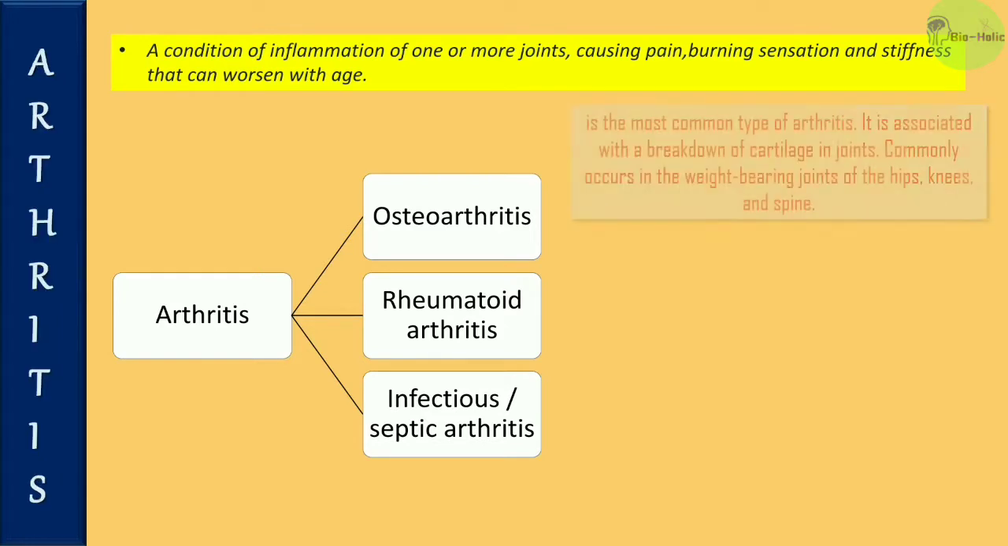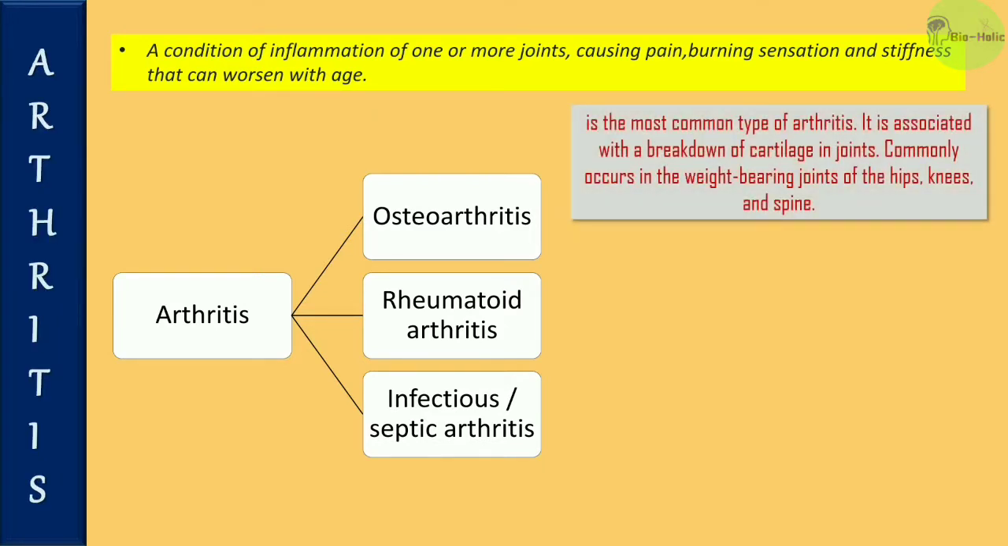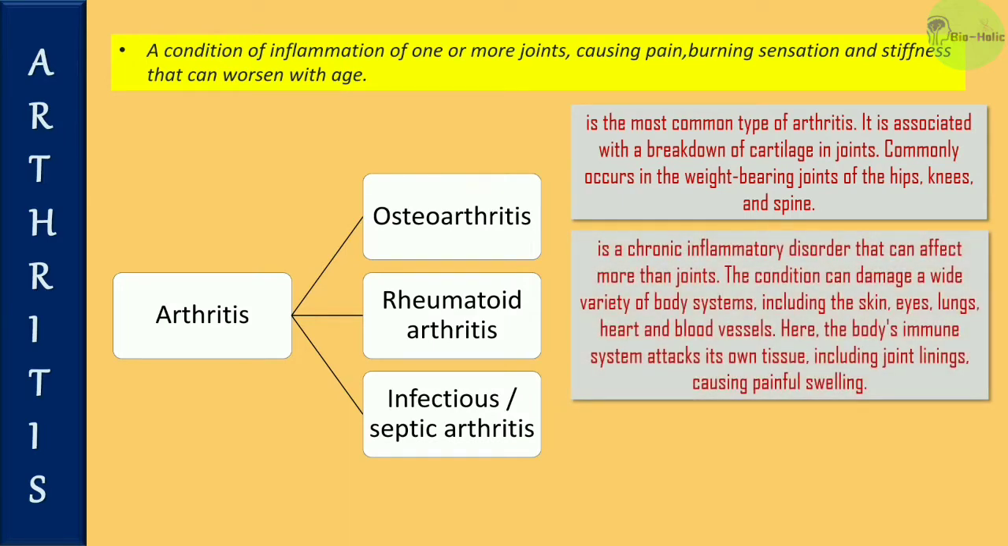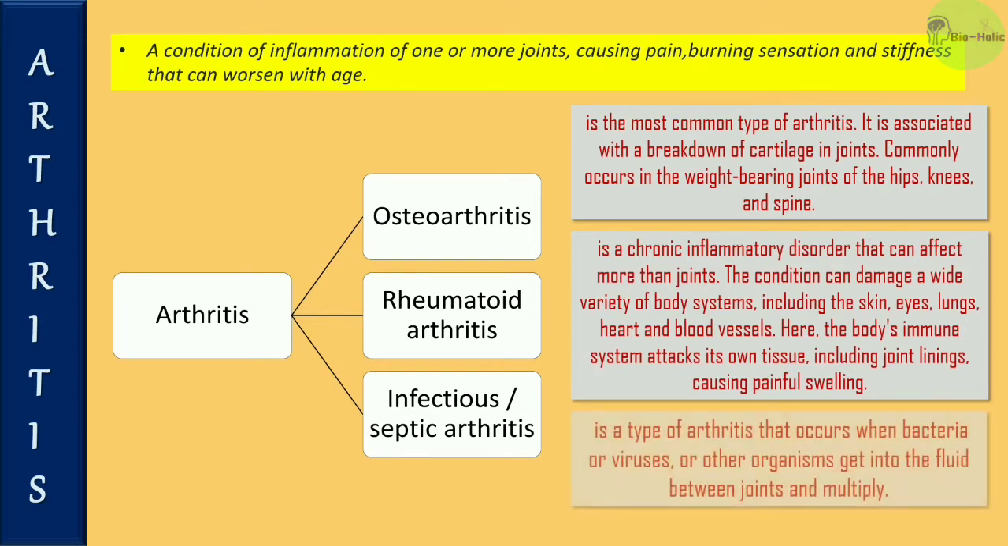What is osteoarthritis? It is the most common type of arthritis, and it is associated with the breakdown of cartilage in joints. Commonly, it occurs in the weight-bearing joints of the hips, knees, and the spine. And what about rheumatoid arthritis? It is a chronic inflammatory disorder that can affect more than joints. The condition can damage a wide variety of body systems, including the skin, eyes, lungs, heart, and blood vessels. Here, the body's immune system attacks its own tissue, including joint lining, causing painful swelling.